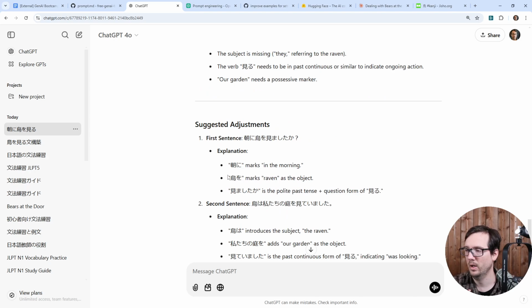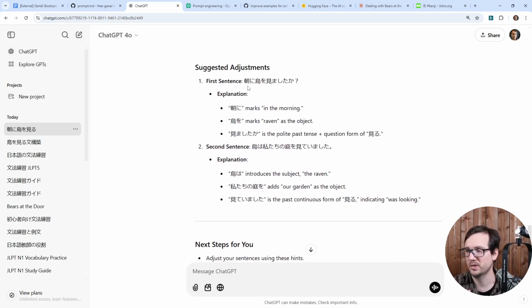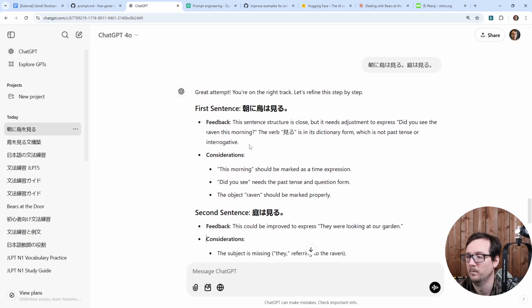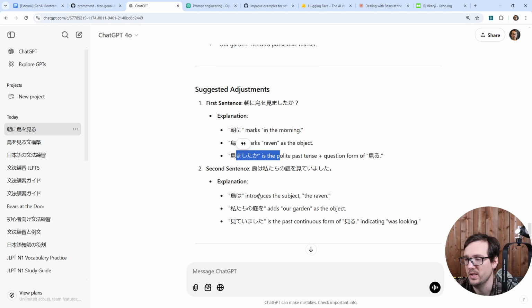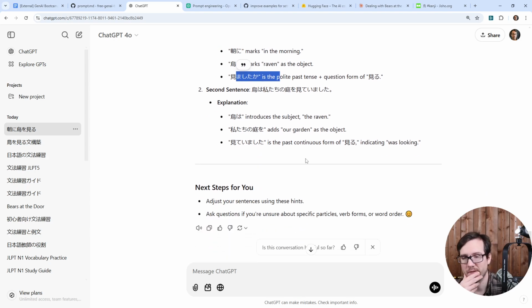Okay. And then down below here, they're giving us a lot of suggestions, which we don't exactly want. So here this says marks the morning. I could have sworn that we did that. Now we have this. Ni marks it in the morning. O marks it as a raven. It uses the polite tense, and it's giving away the answer again. So here again, it's the problem where it's giving the stuff away, and we just have to keep working it to make it do what we want.